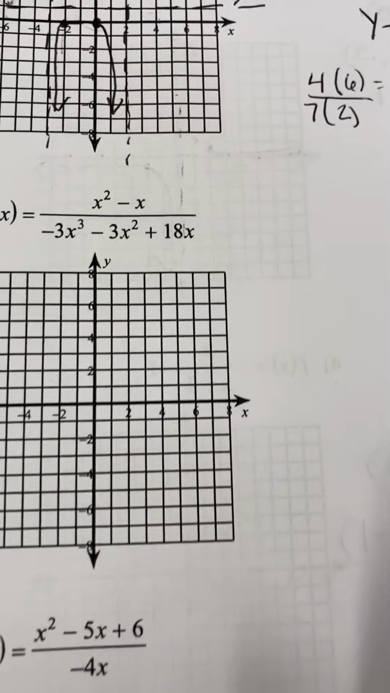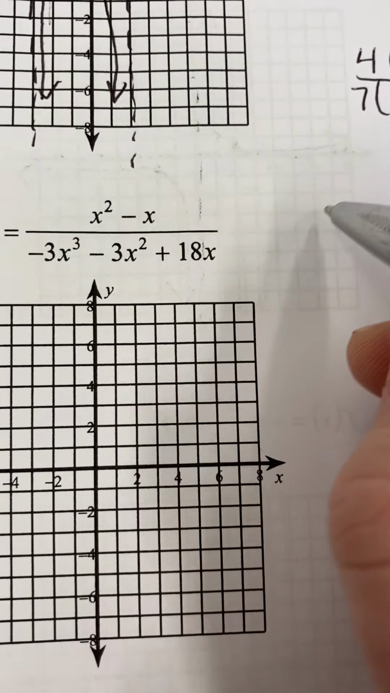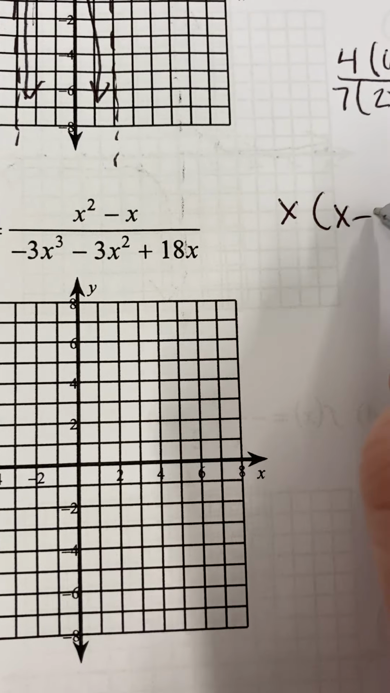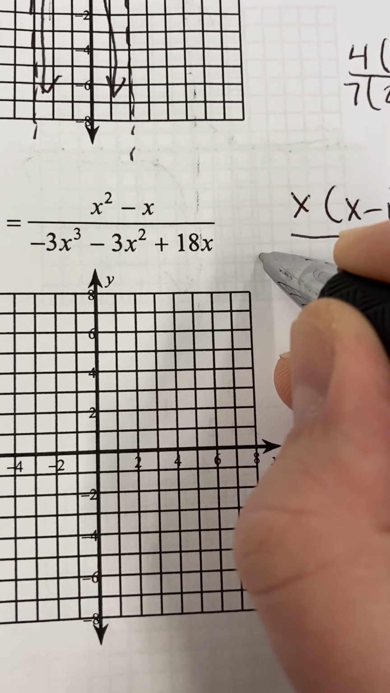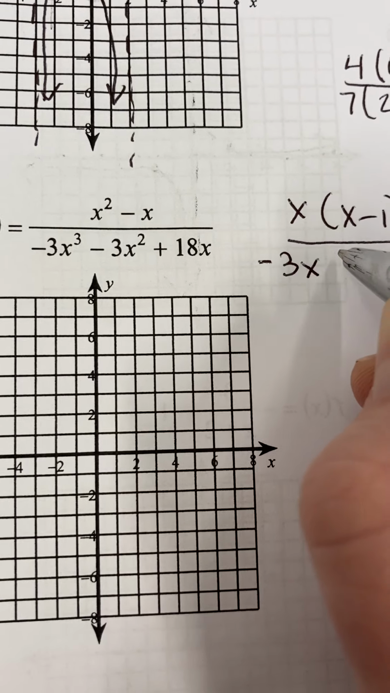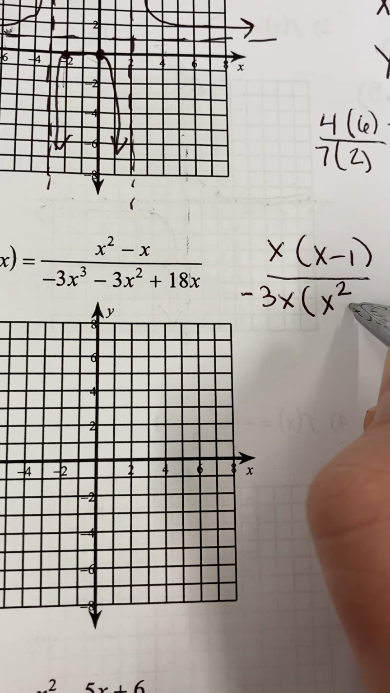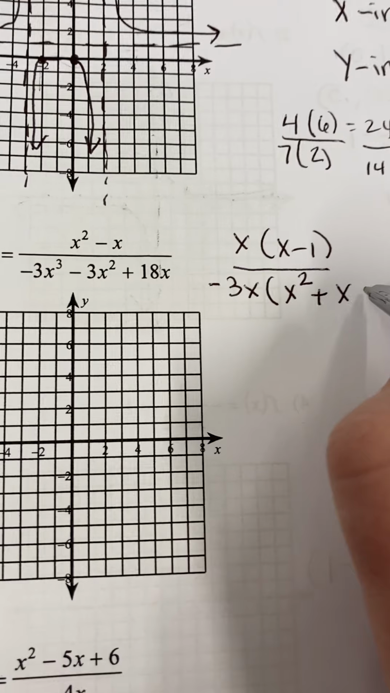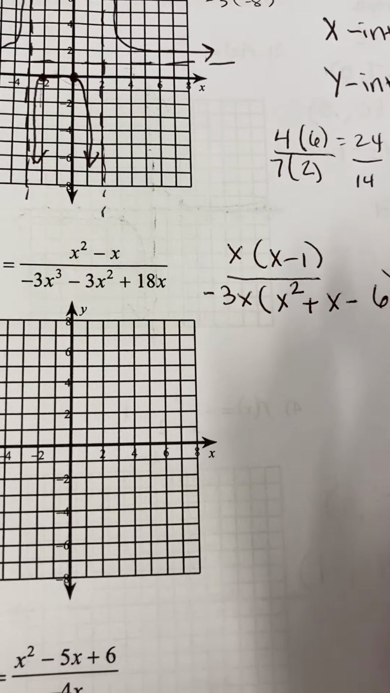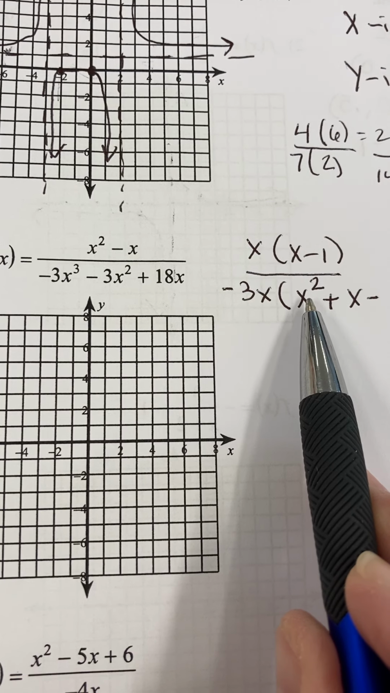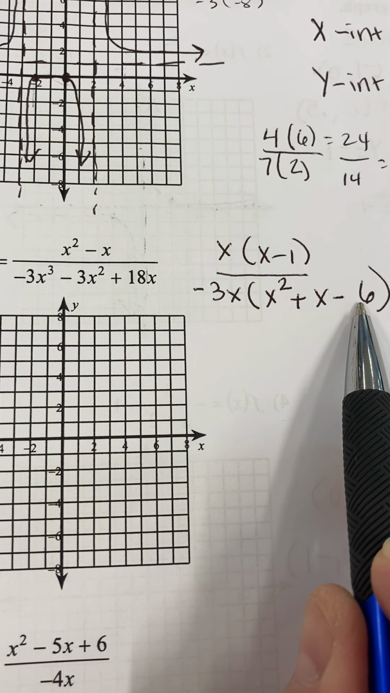All right, number 10. Again, this will be the last one we do. We are going to factor the top, so I'm going to pull out an x, and you get x minus 1. On the bottom, it looks like I can pull out a negative 3x, and when I do, I get x squared plus x minus 6. All right, so double check. When I redistribute that, I get a negative 3x cubed, a negative 3x squared, and a positive 18x.